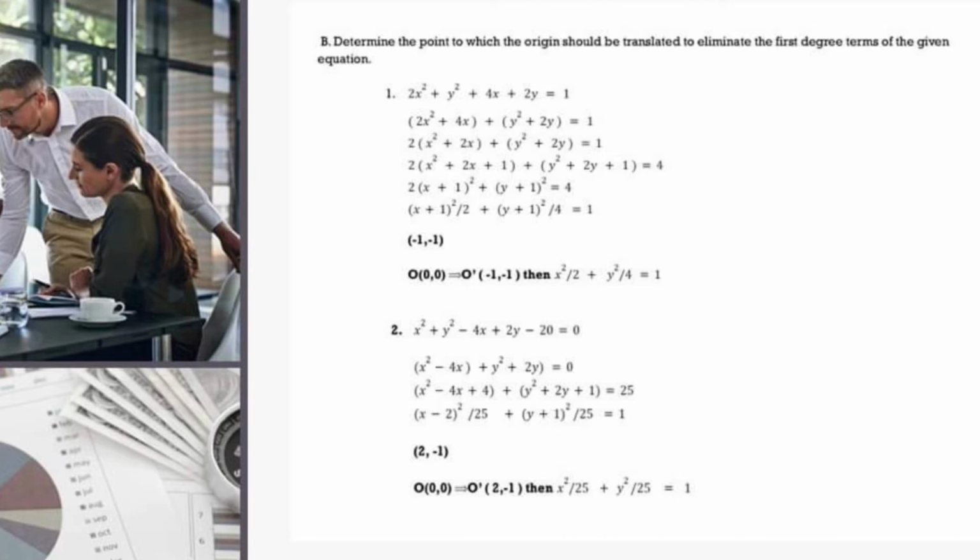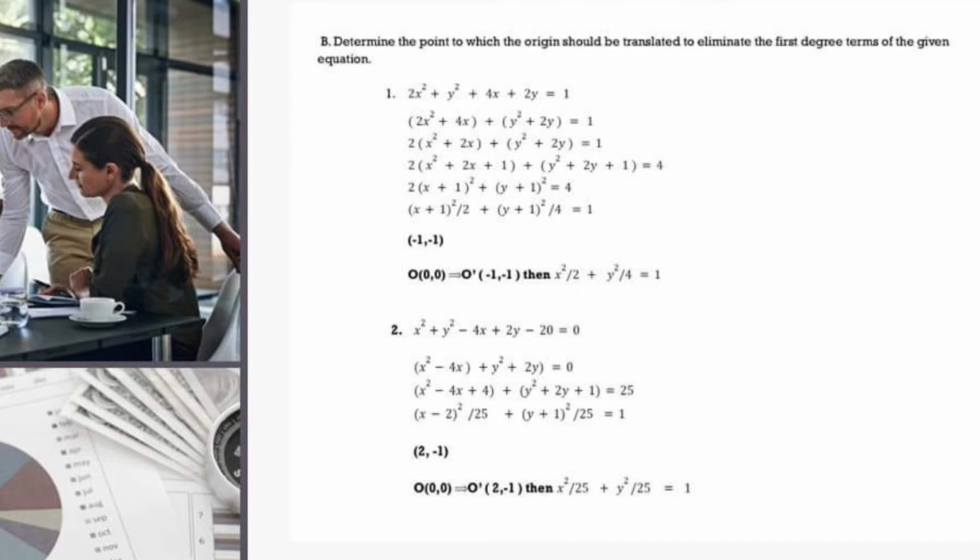Also, we have here another example for number 2. The equation is x squared plus y squared minus 4x plus 2y minus 20 is equal to 0. All you need to do is first complete the squares in both x and y, and then simplify. So we have the quantity x squared minus 4x plus y squared plus 2y, and then we need to expand it.